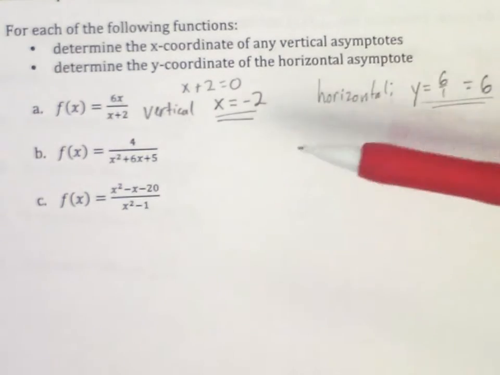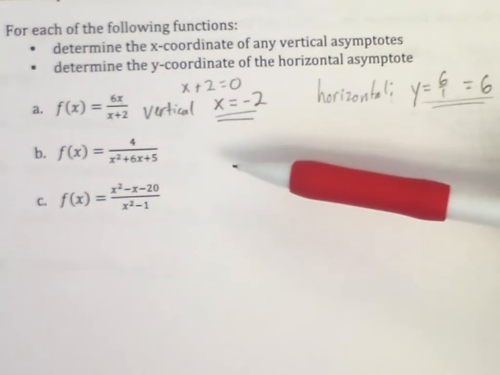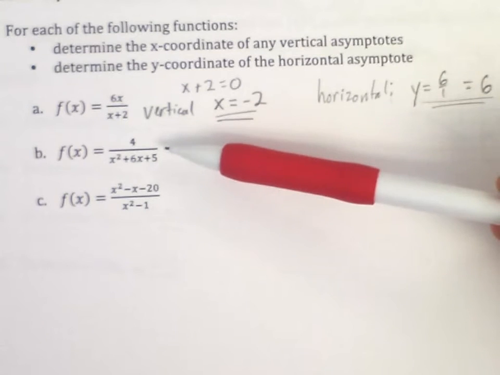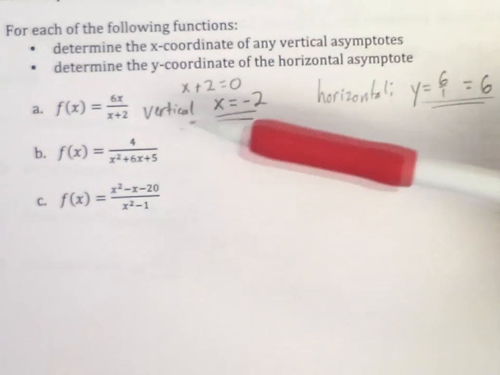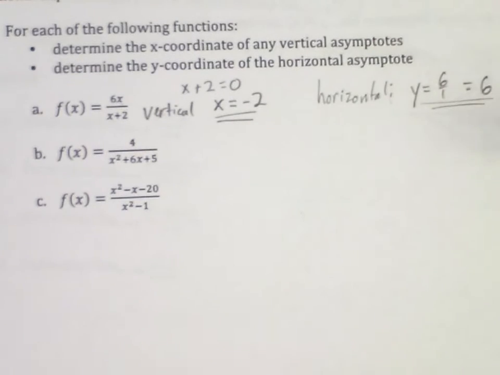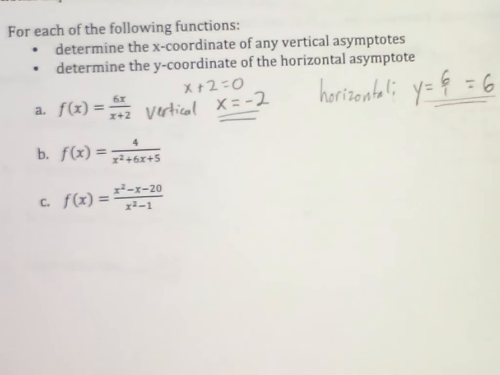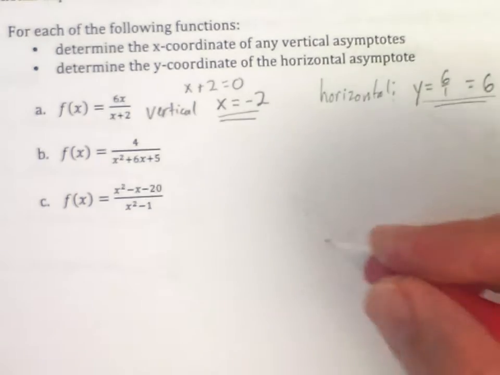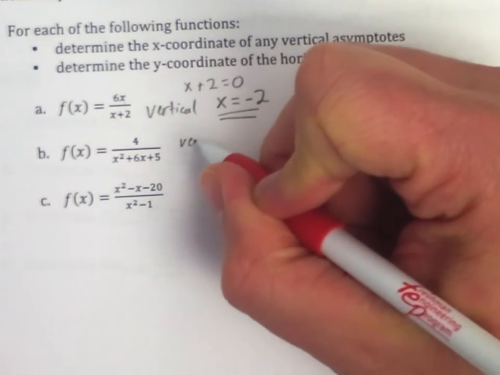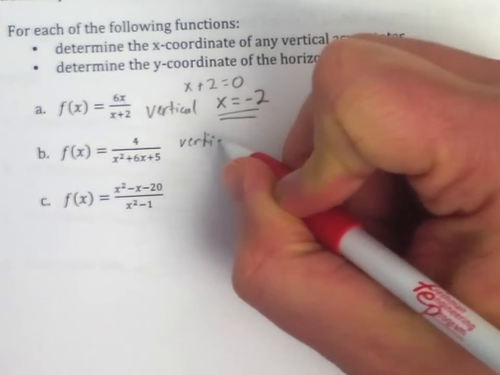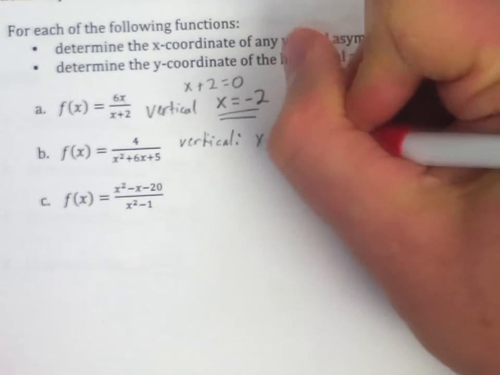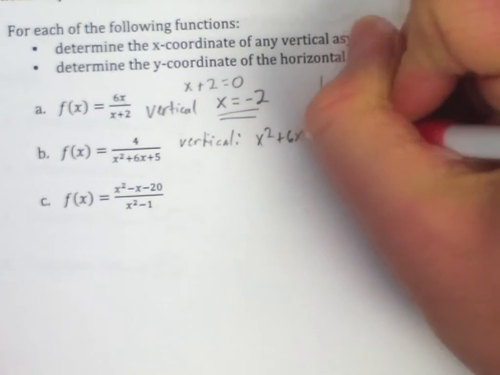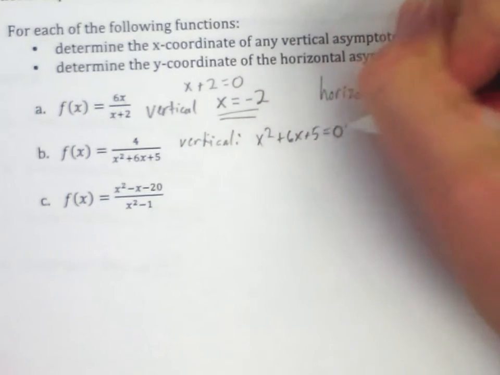So continuing on, part B, we would have f of x is 4 over x squared plus 6x plus 5. So again, my first thought is that the horizontals will be easy to deal with. The vertical asymptotes, though, we'll talk about those first. So vertical will be where x squared plus 6x plus 5 equals 0.